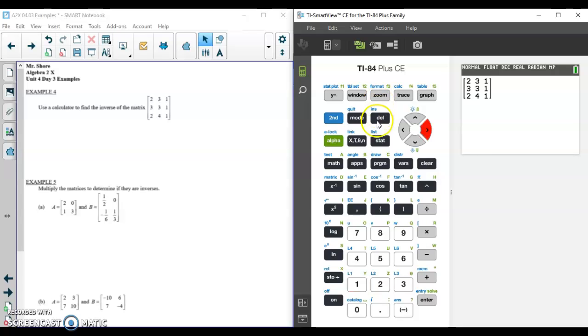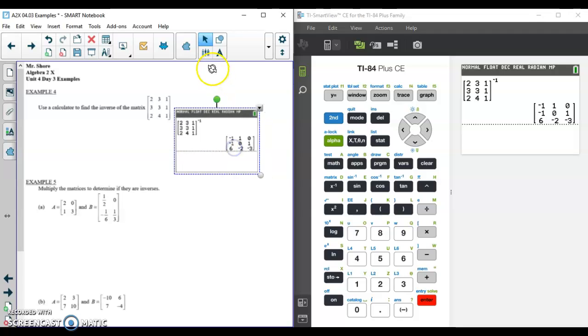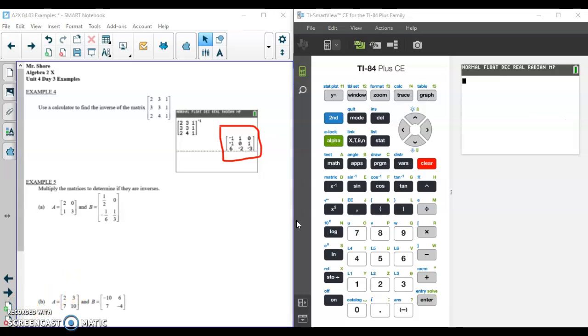Enter them in. And then to find the inverse, we hit this x to the -1 button, and then hit enter. And that matrix that appears is the inverse matrix. So again, I'll paste it over in here. So we see over here that this whole matrix right here is the inverse of our 3 by 3 matrix.